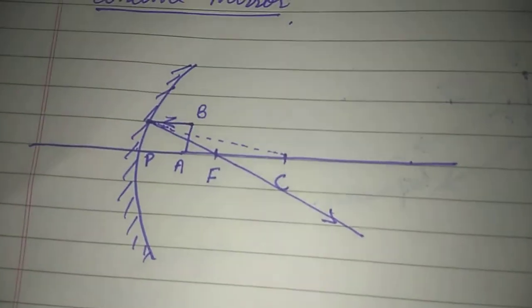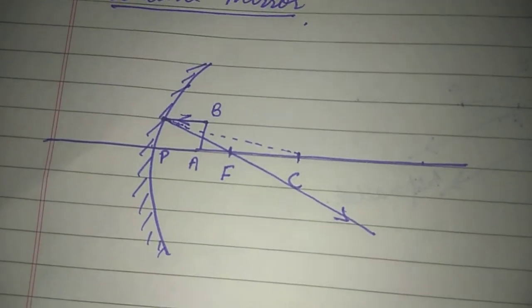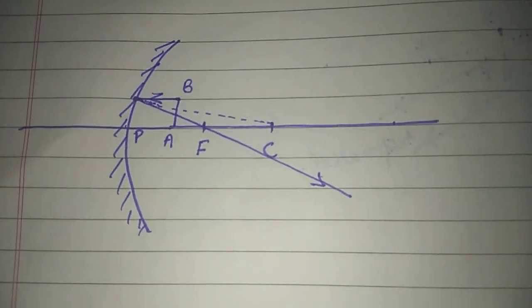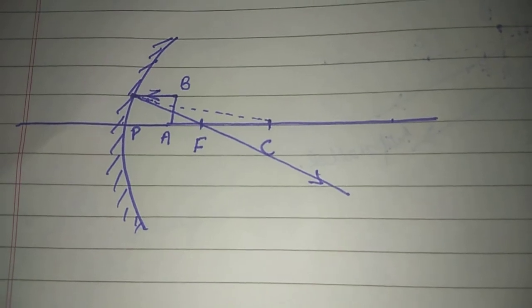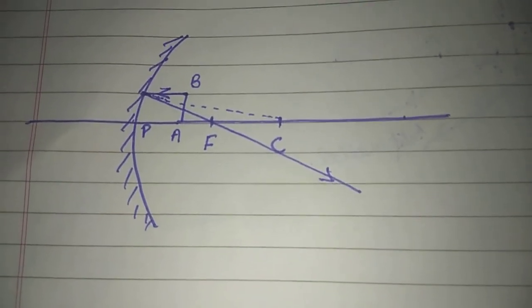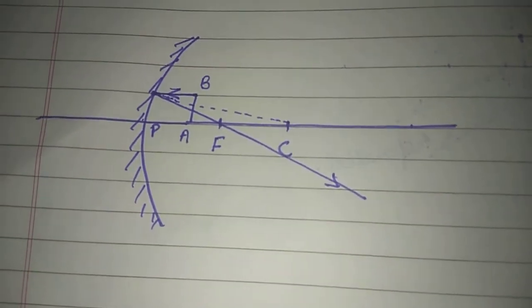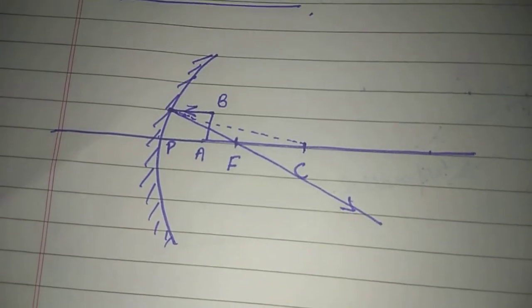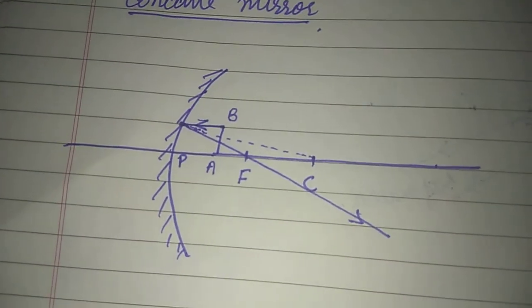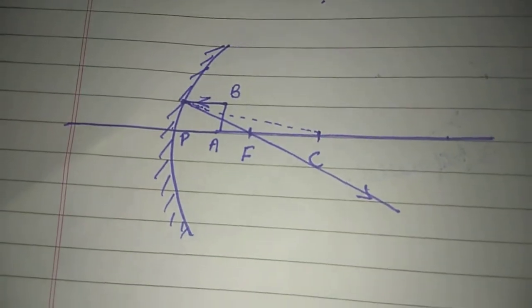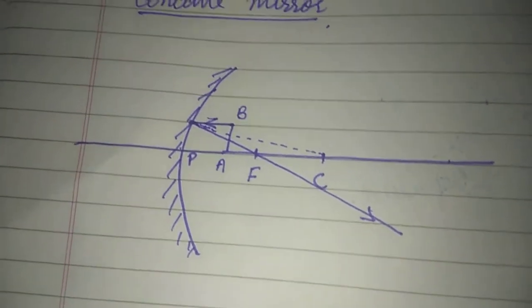So the law for making the ray diagram, you might have learned: the ray which is parallel to the principal axis, after reflection from the mirror, will pass through the focus, or it will appear to pass through the focus. Automatically you can see here we have just followed the law of reflection, and the ray which is parallel to the principal axis is passing through the focus of the mirror.